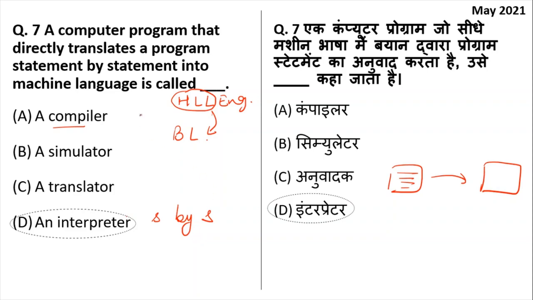So if this line is written instead of saying a program, and in one go, if the question had said in one go, then the answer would be compiler. But if the question says statement by statement or line by line, mark the answer as D.